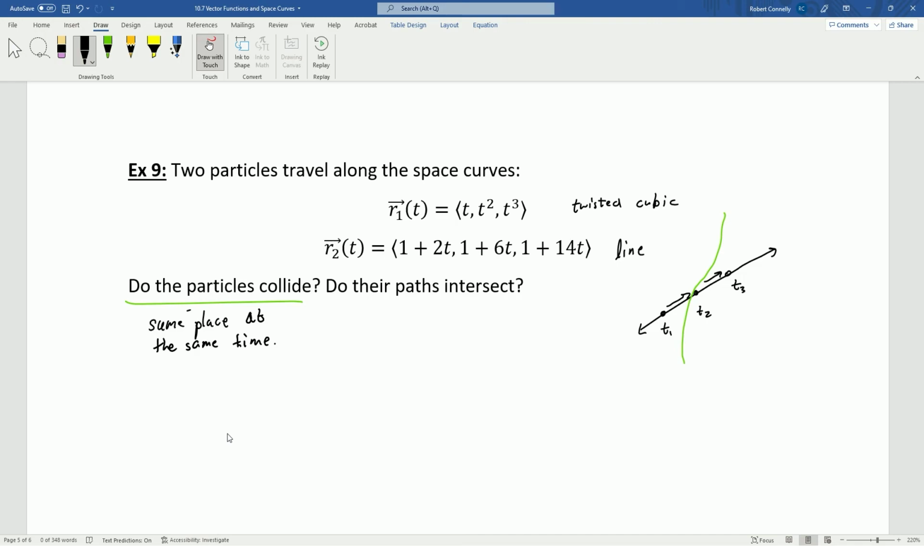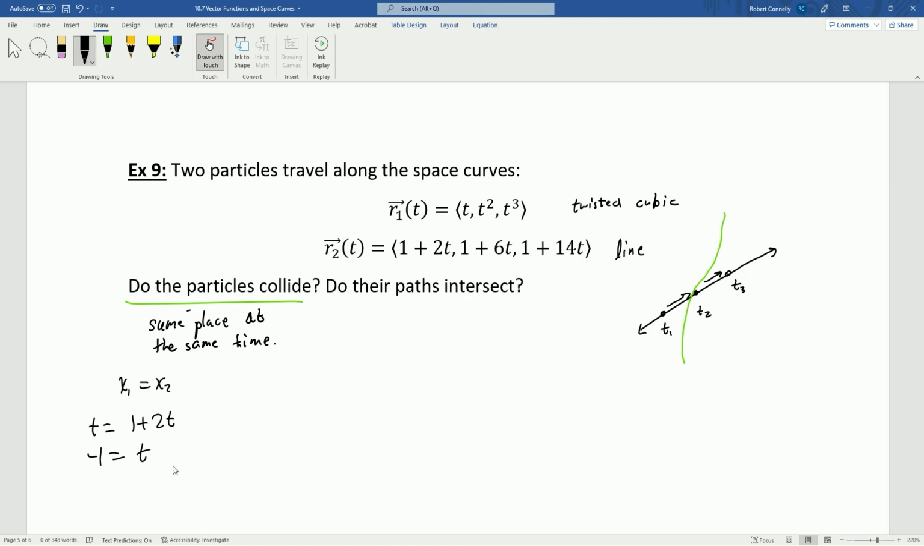So this is actually pretty straightforward to check. We need to find a potential time. So let's find out when it's possible that the x components could be equal. We'll call it x1 equals x2. That would be t equals 1 plus 2t. If I subtract this t and this 1, we get negative 1 equals t.